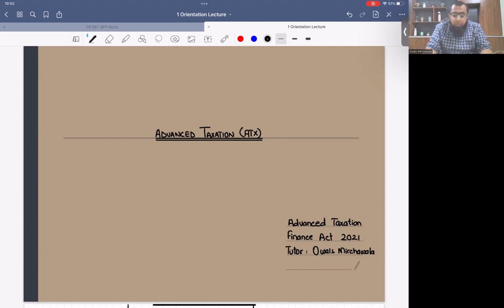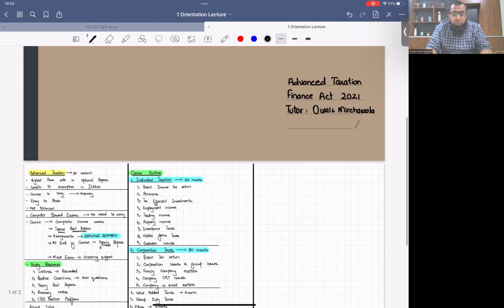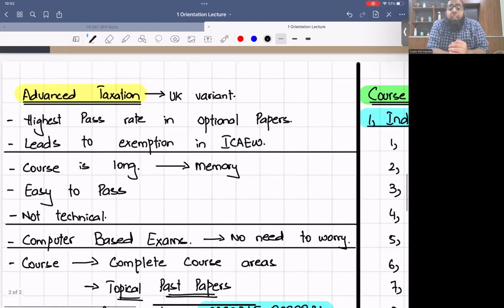Now, when we talk about the advanced taxation course, as you all know, in optional papers, we have 4 optional professional papers. You can go for advanced taxation, advanced audit and assurance, advanced performance management, and advanced financial management. Many students ask me this question: sir, why should we opt for the advanced taxation course? What is the benefit of doing it?